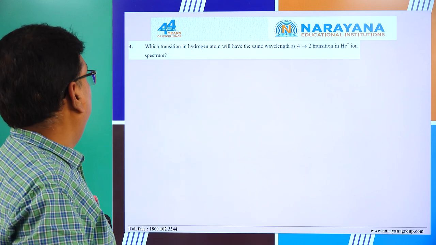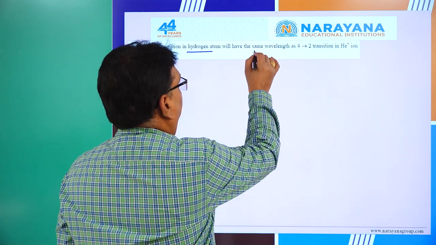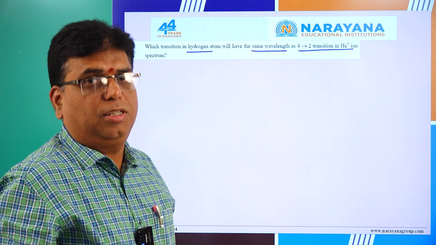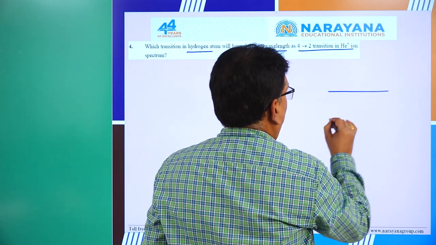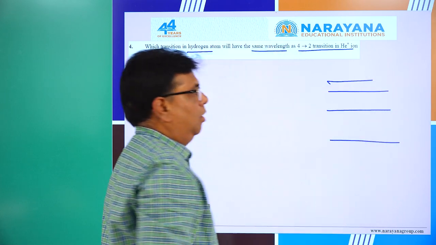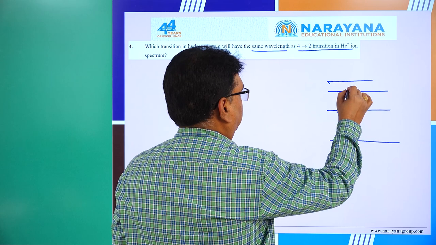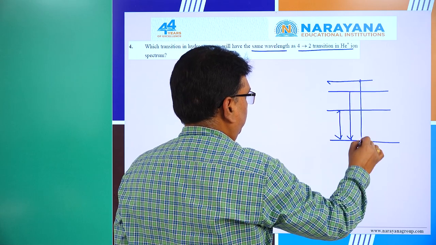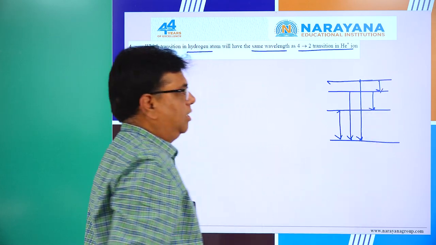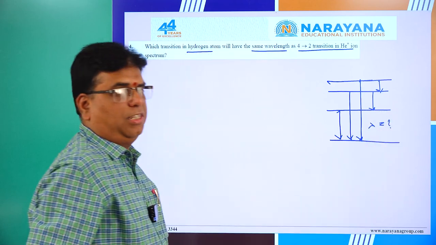Question number 4. Which transition in hydrogen atom has the same wavelength as the 4 to 2 transition in helium ion? This is a hydrogen spectrum based question. When we have different energy levels, these are the different transitions. What is the wavelength for each transition for the emission?